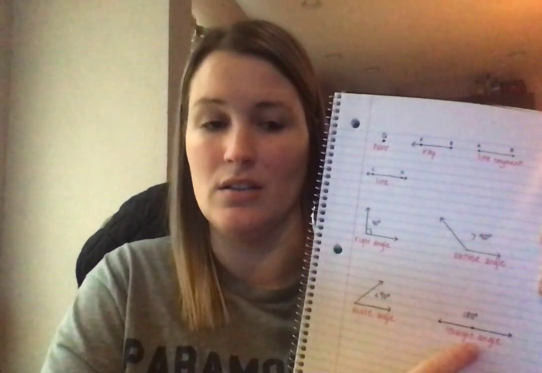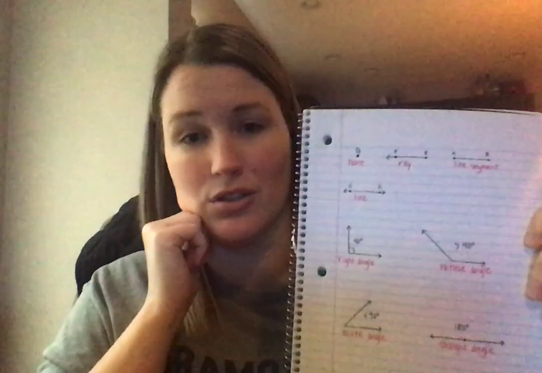Okay? So right angle, 90 degrees. Obtuse angle is bigger than our right angle. Acute angle is smaller than our right angle. And our straight angle is always 180 degrees.